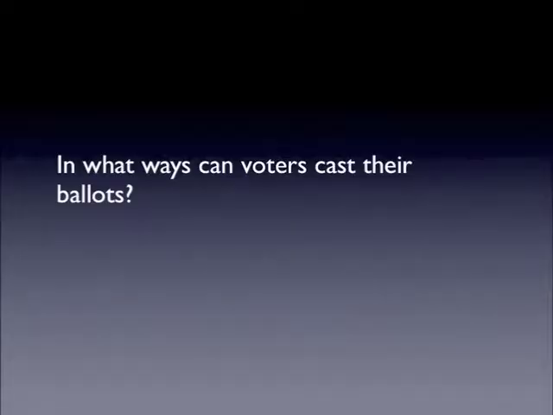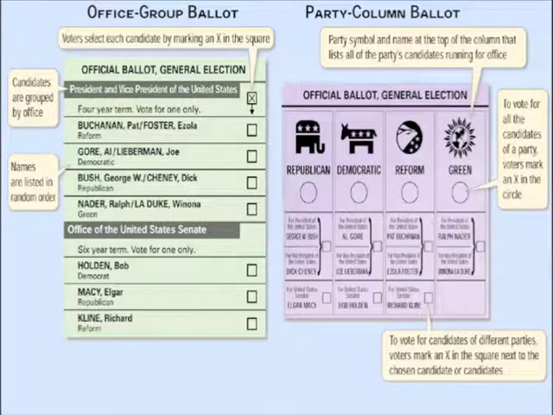In what ways can voters cast their ballots? Voters can cast their ballots by using an office group ballot or a party column ballot. For an office group ballot, voters select each candidate by marking an X in the square. For the party column ballot, party symbol and name are at the top of the column that lists all of the party's candidates running for office.